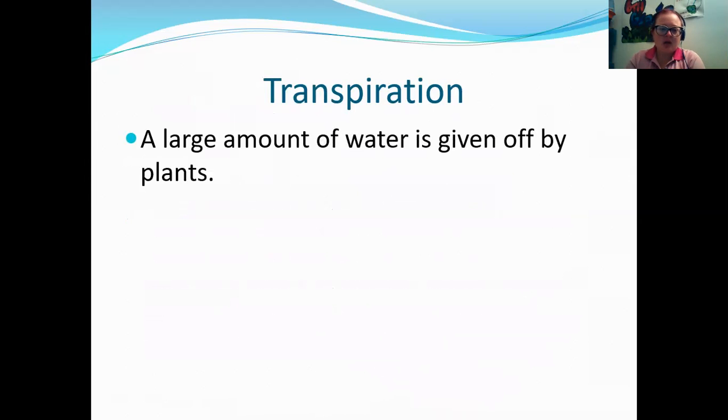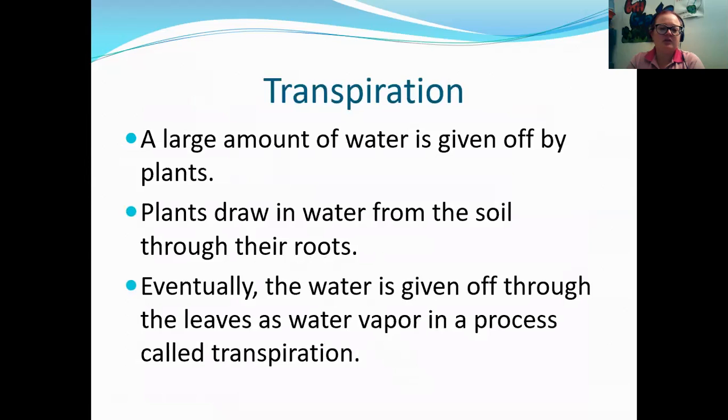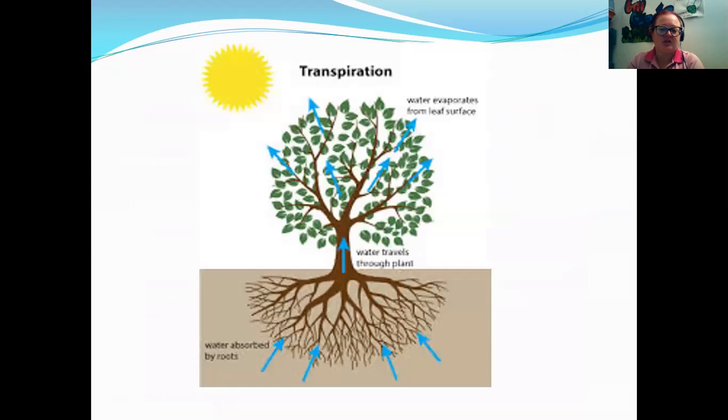Transpiration. Large amounts of water are given off by plants. Plants draw in water from the soil through their roots. Eventually, the water is given off through the leaves as water vapor in the process called transpiration. So this is showing you the process of transpiration, where the water is absorbed by the roots. The water travels through the plant, and then water evaporates from the leaf to the surface.